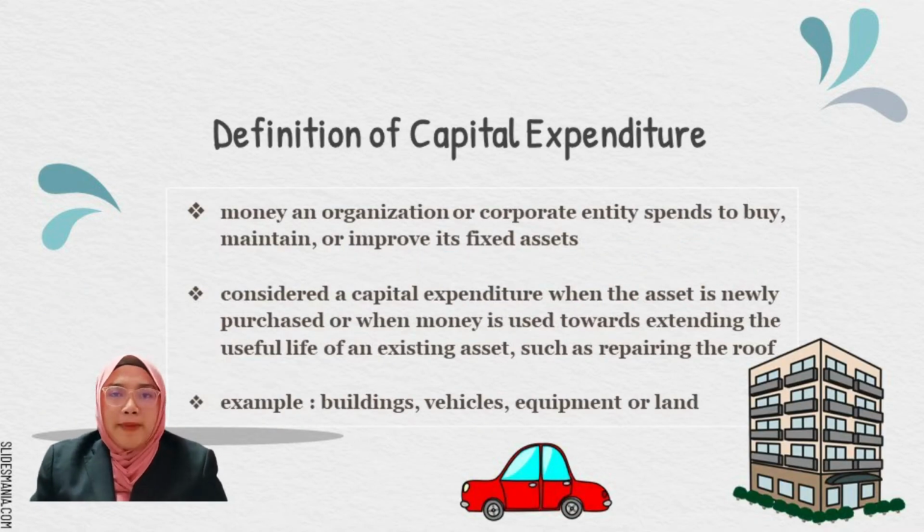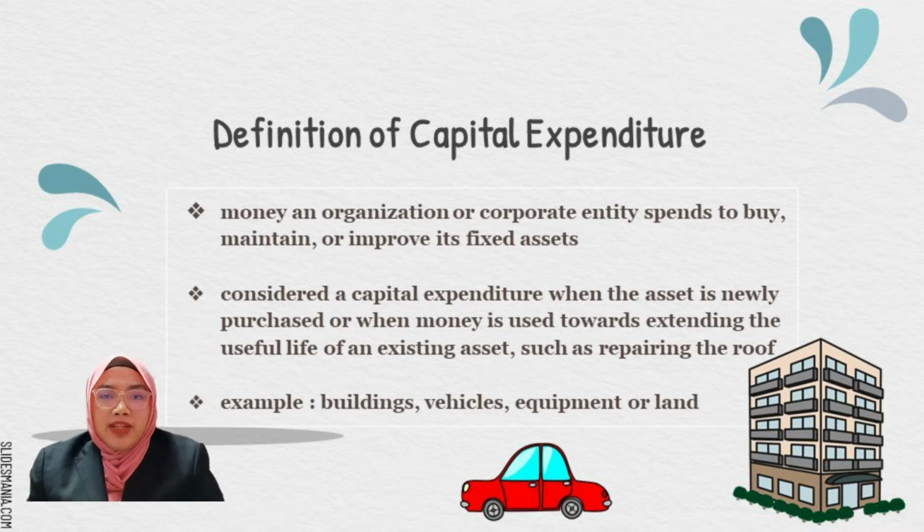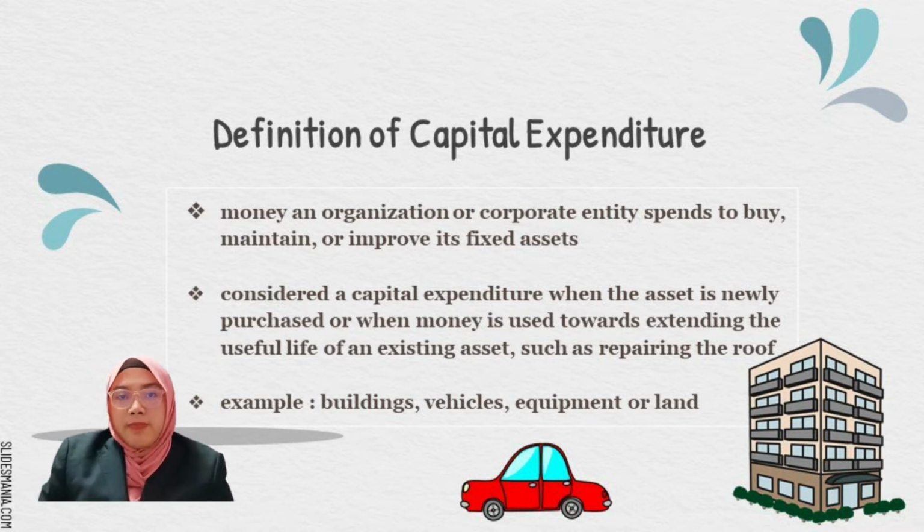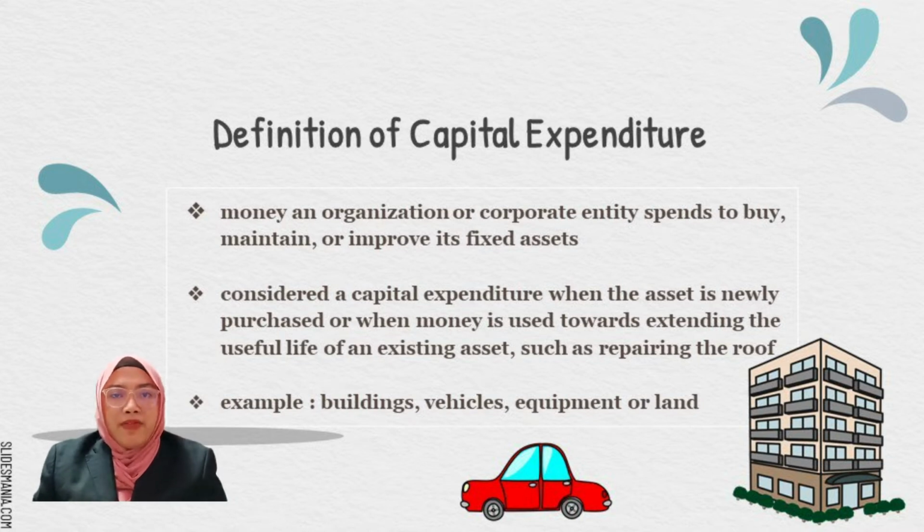So what is capital expenditure? Capital expenditure is the money that an organization or corporate entity spends to buy, maintain or improve their fixed assets. It is considered a capital expenditure when the asset is newly purchased or when money is used towards extending the useful life of an existing asset, such as repairing the roof. Examples of fixed assets are buildings, vehicles, equipment or land.